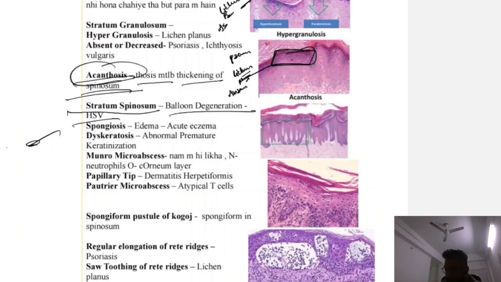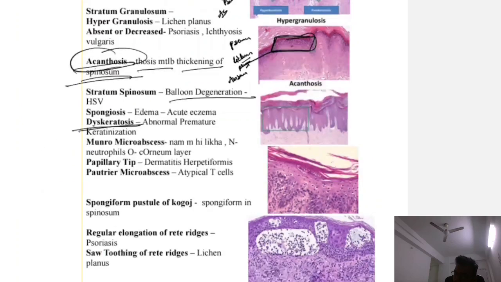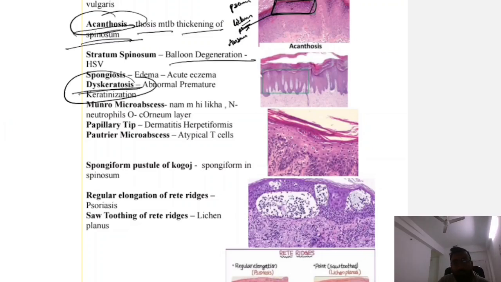It is in the stratum spinosum. So what is spongiosis? Spongiosis is intercellular edema of the epidermis, meaning there is fluid accumulation between the keratinocytes. This is seen in the spinosum layer. Dyskeratosis is abnormal premature keratinization. Normally keratinization starts from the stratum basale and goes up to the stratum corneum. But if there is abnormal premature keratinization, that is known as dyskeratosis.